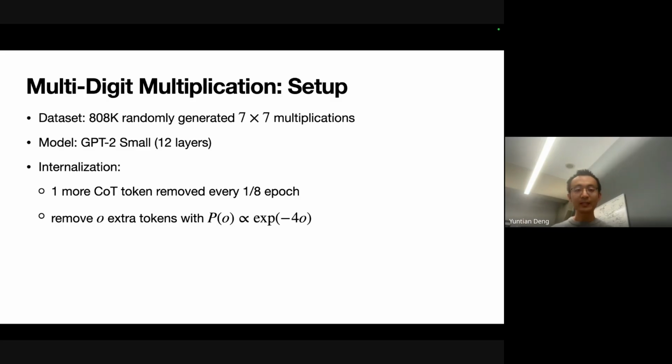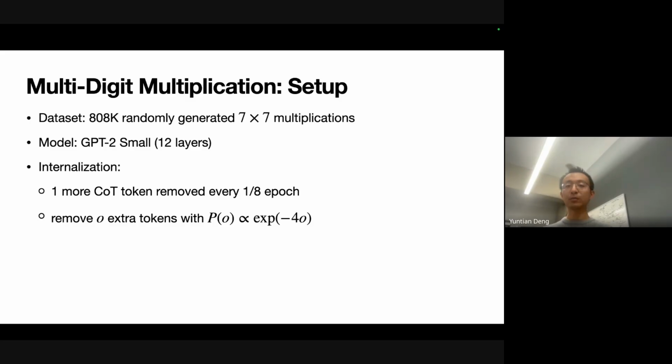So, more experiment details. For the internalization, every 1/8 of an epoch, we remove one more chain-of-thought token. So this is a fixed removal schedule. My advisors just suggested that maybe we should use smarter removal strategies based on thresholding the loss. But even this naive linear removal schedule worked really well in practice. So we didn't further explore better removal schedules that might be more efficient in terms of compute.